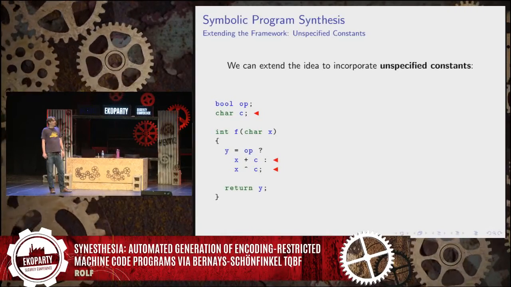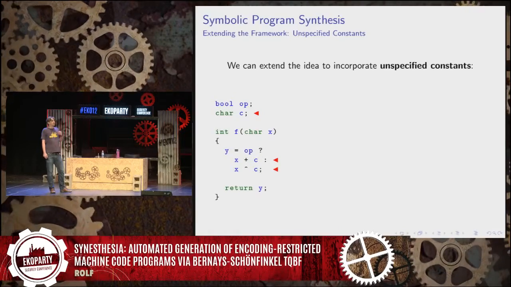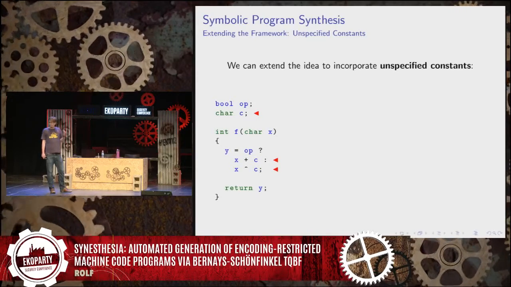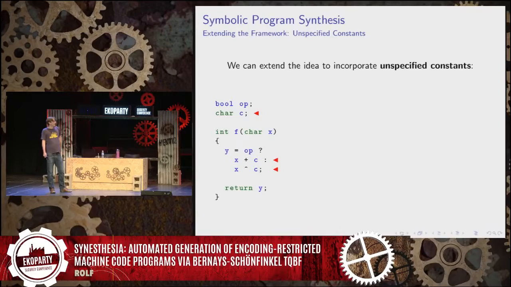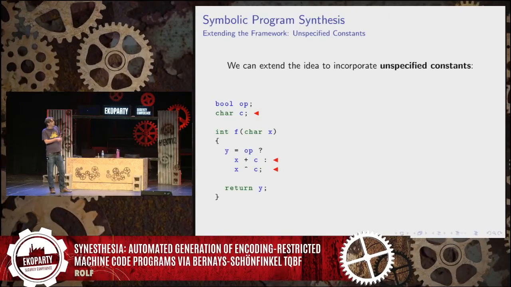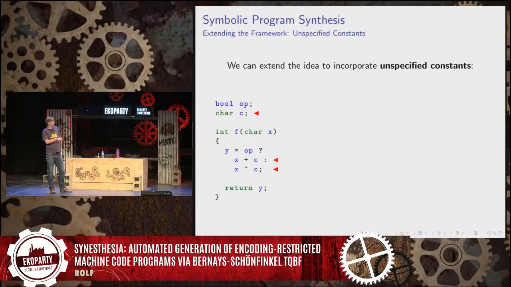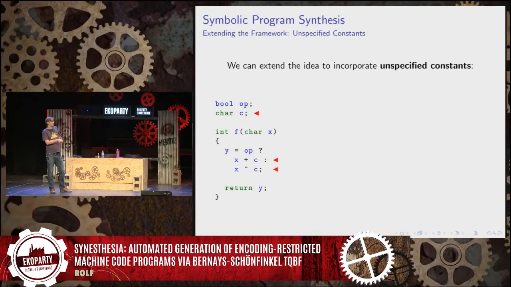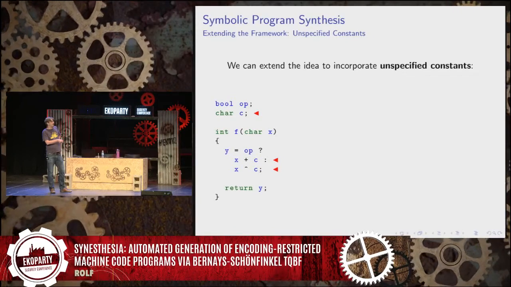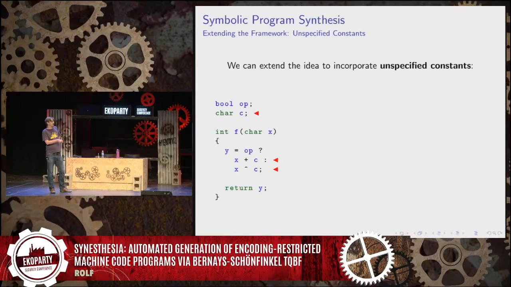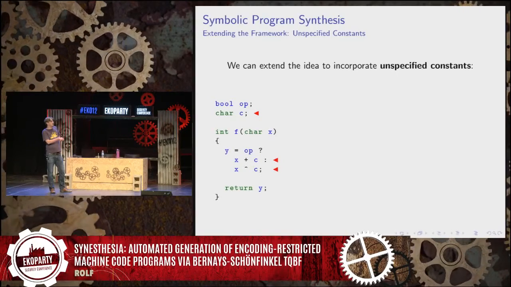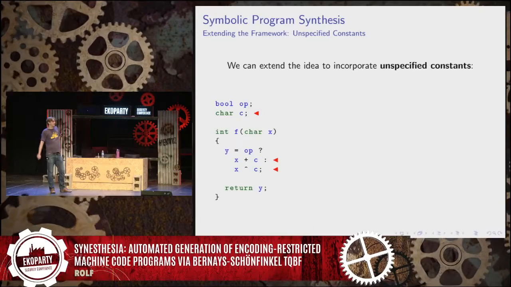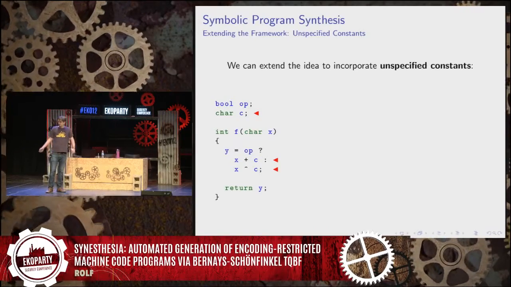We can incorporate unspecified constants into our programs as components, and I'll demonstrate what that means. This is similar to what we had seen previously, where a Boolean chooses between 2 operations. In this case, I've made the operations add or XOR, and the right-hand side of the add and XOR is this constant value called C. Now notice C is also a component. So we haven't specified what the value of C is.